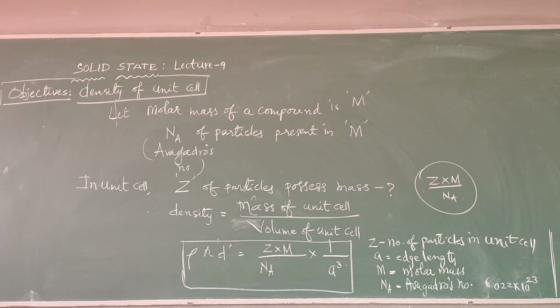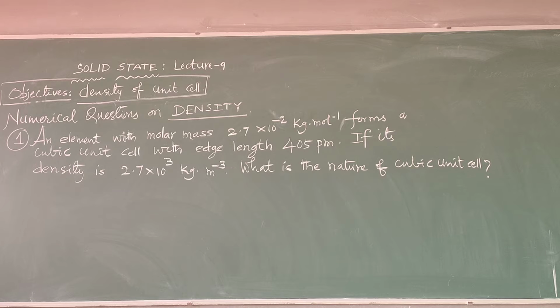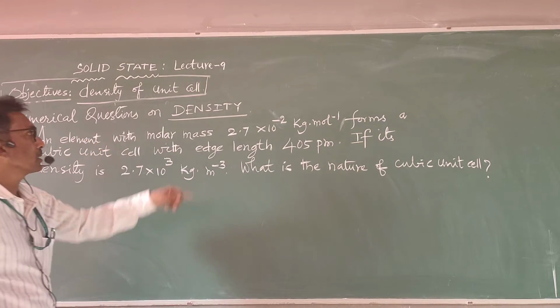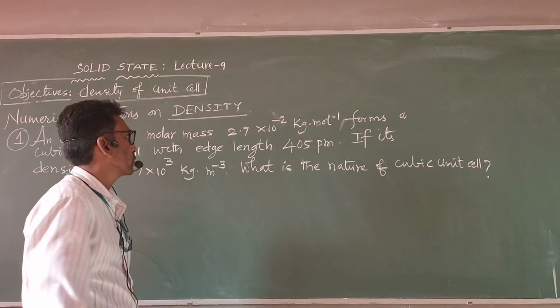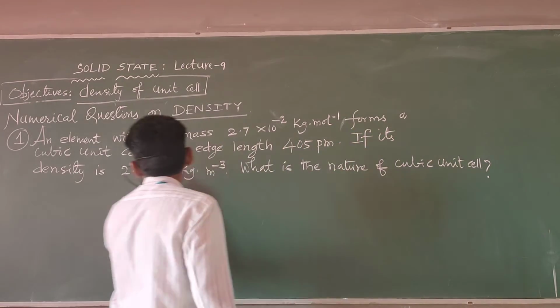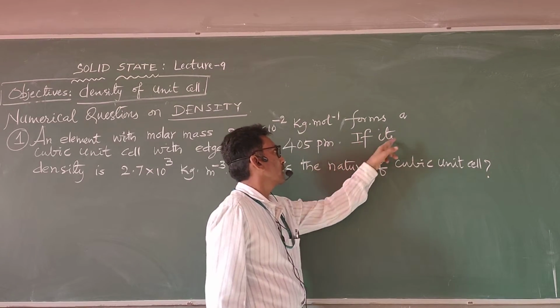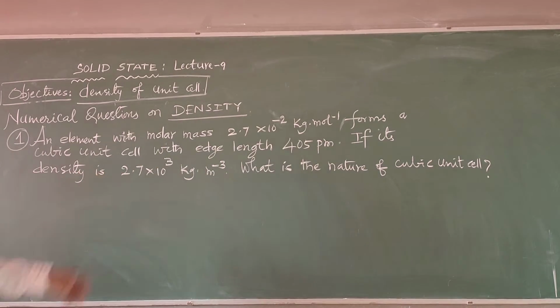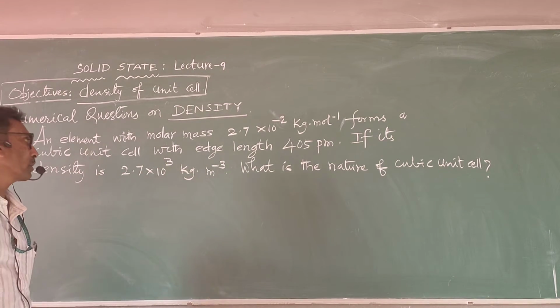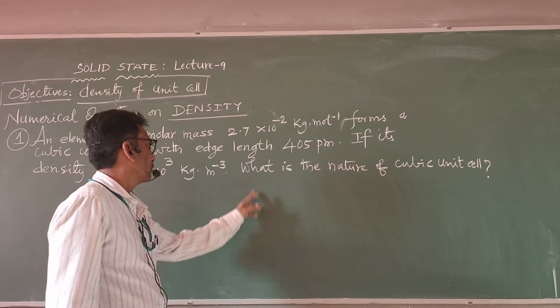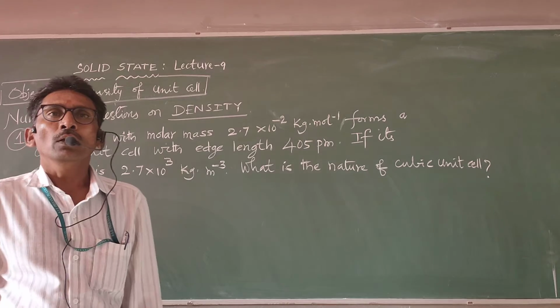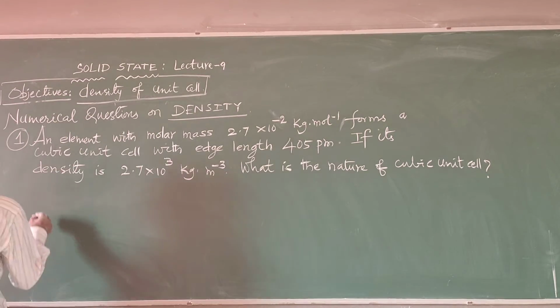Now we are going to solve a few problems based on this. Observe, my dear students, we have to solve some questions regarding density of the unit cell. An element with molar mass 2.7 into 10 to the power minus 2 kilogram per mole forms a cubic unit cell with edge length 405 picometers. If its density is 2.7 into 10 to the power 3 kilogram per meter cube, what is the nature of the cubic unit cell? The first step is data collection.